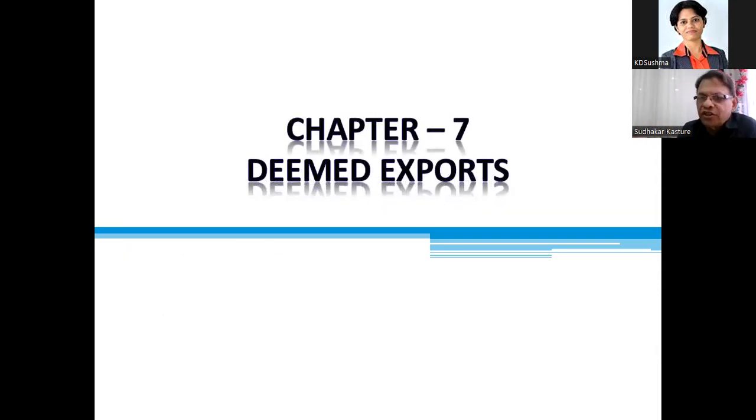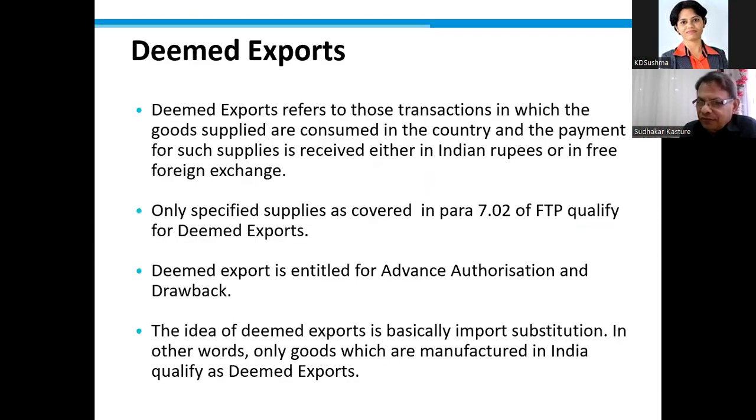There are no other changes in the EOU scheme except for this. Chapter 7 is deemed exports. Now, what is deemed exports? Deemed exports is primarily a case of import substitution. What is import substitution? The item I am importing, instead I am procuring that item locally.